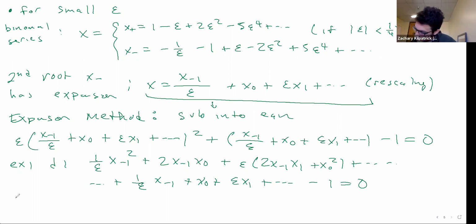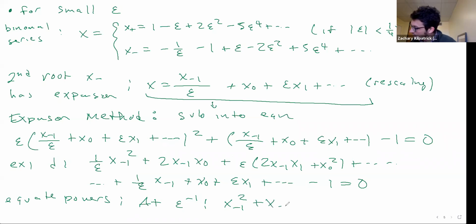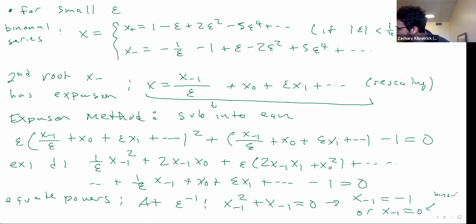Okay, I'm almost ending this now. And if we equate the powers of epsilon in our equation, we have to start at epsilon to the -1. And we get that x -1 squared plus x -1 equals 0. So that means that I could either have x -1 equals -1 or x -1 equals 0, okay? And this is our non-singular root, and this is going to be our singular root.